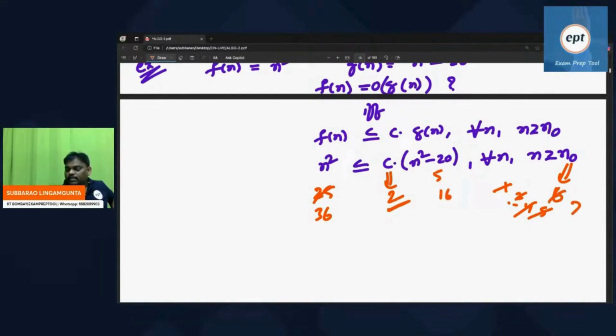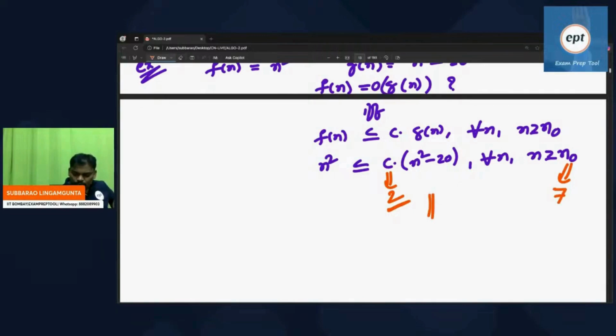Let's take 7. It is 7 squared, 49. On the right, 49 minus 20 is 29, and 29 into 2 is approximately 58. I think 7 onwards it is working. There may be many pairs, but one pair I want to give: c is equal to 2, n0 is equal to 7. From 7 onwards, this relation holds good.